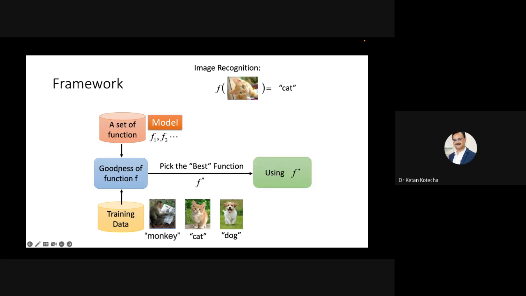What I was trying to tell here is there may be a large number of functions which classify this particular picture as a cat, but you need to find the best out of them, the optimal one.